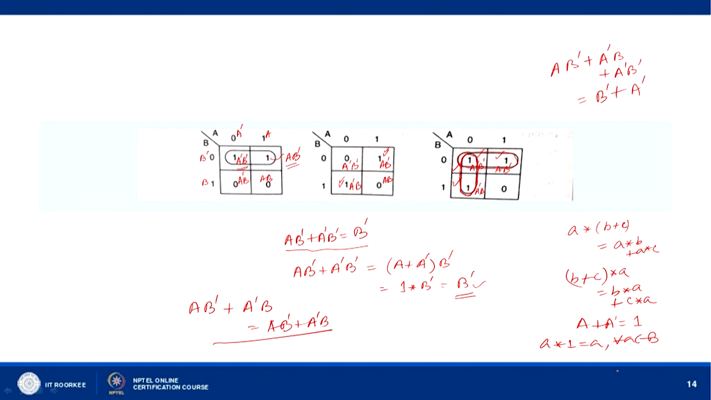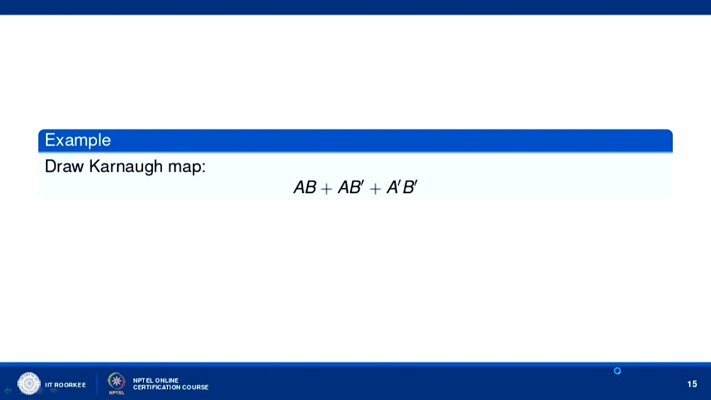Now, let us draw the Karnaugh map for a b plus a b dash plus a dash b dash. So, this is a dash, this let us say is a, this is b dash, this is b. The values here are 0, 1, 0, 1. Then this square represents the min term a dash b dash, this represents the min term a b dash, this represents the min term a dash b, and this square represents the min term a b.